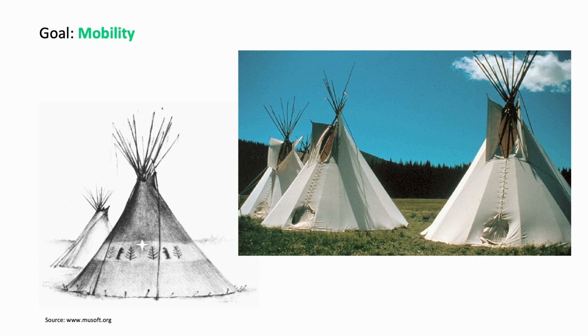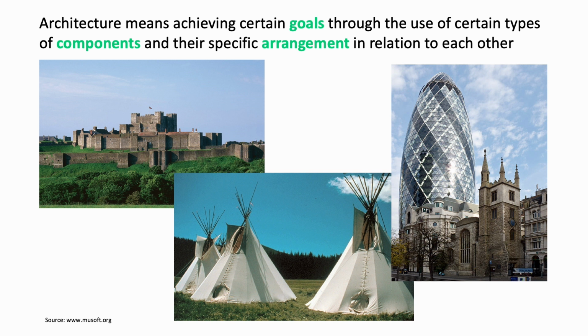And what we see is that the respective architectural goal is accompanied by very typical types of components and how they are put together. Architecture therefore means achieving certain goals by using certain types of components and specific arrangements of these in relation to one another. And that brings us close to a definition. That will come in a moment. But first, let's look at another example.